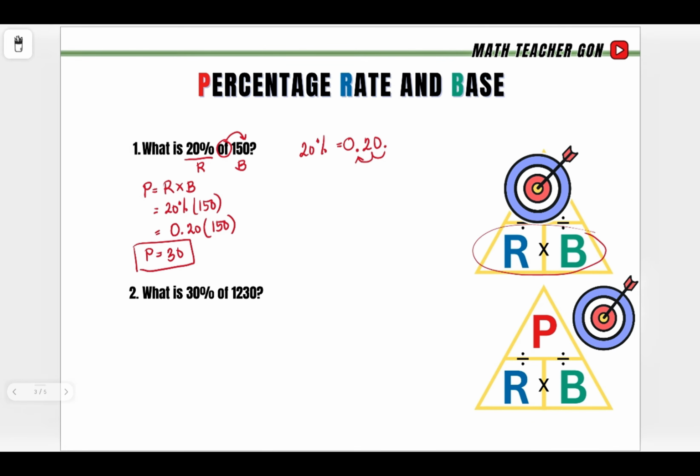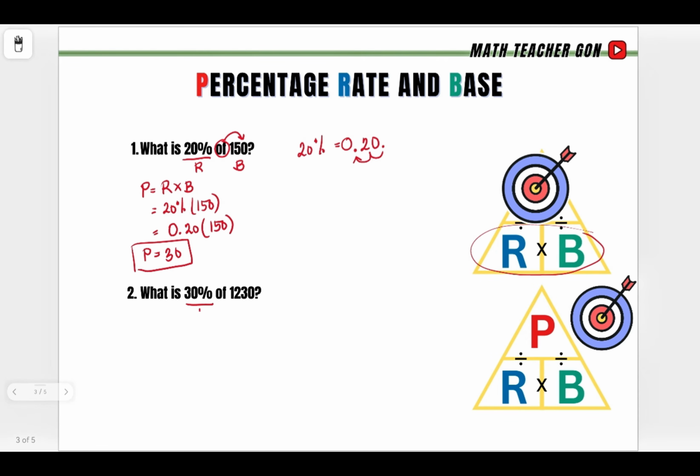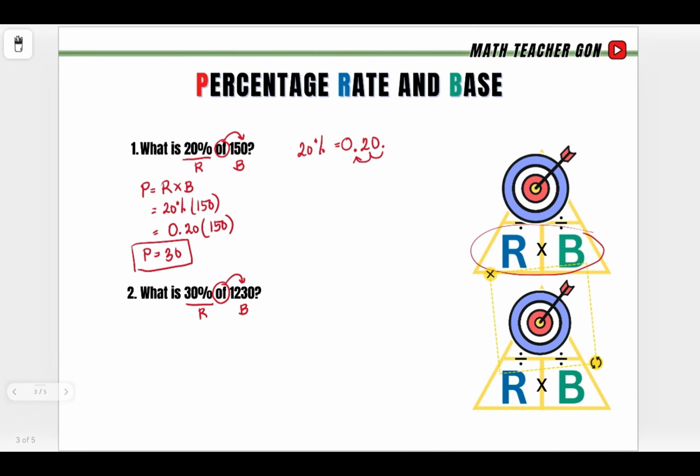Let's go for number 2. What is 30% of 1,230? So 30% is your rate. The word of signifies your base. So again, for number 2, the missing term is percentage. Let's use the formula. P is equal to R times the base. So substitute the value of R, 30%, times the base, 1,230.